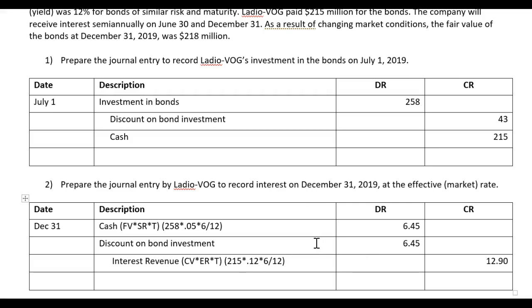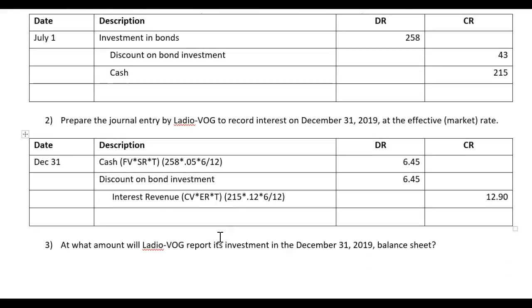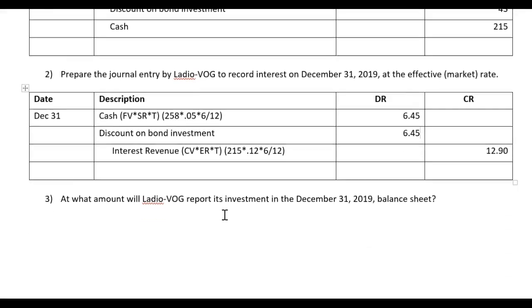Now, the cool thing about bonds, whether it is a trading security, available for sale, or like this one, held to maturity, the actual purchase and the interest recording is always the same. The type of bond doesn't impact those two entries. What it does impact is our year end that we have to look at, and possibly when we sell the bond.